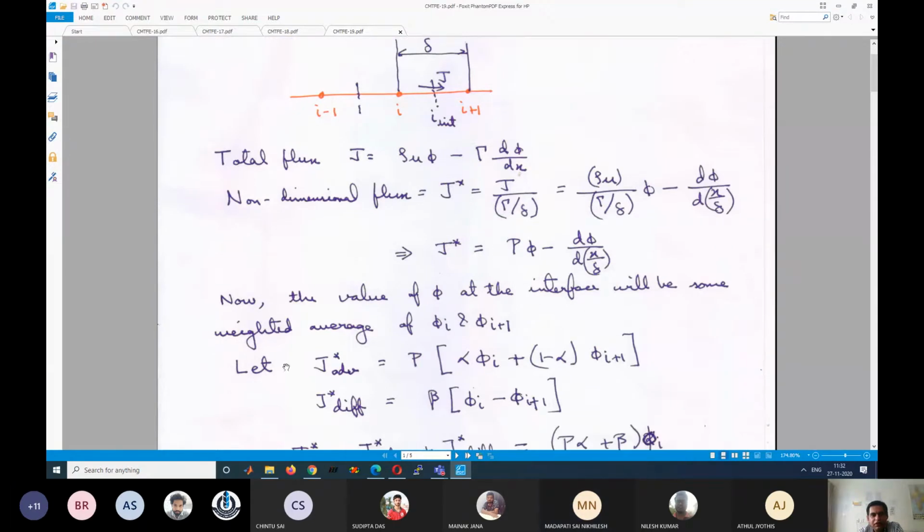So ultimately, this diffusive flux, J star diffusive, can be written as some parameter into phi I minus phi I plus 1. Beta is that parameter which takes into account all the other things, so if we multiply this difference by beta, we will get the diffusive term for this interface. Okay, is it clear? Yes, sir.